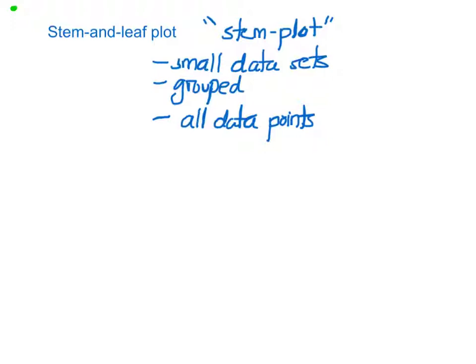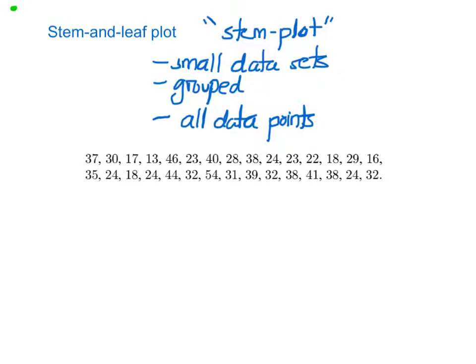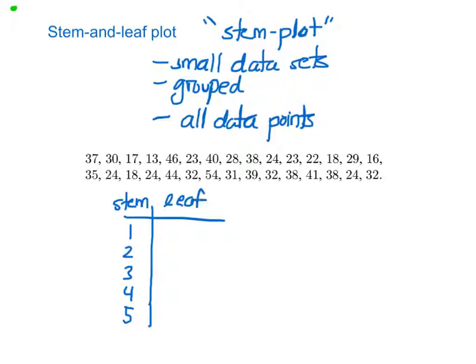Let's take a look at the raw data again from the hardware store. Notice that all of the values are 2 digits, and that the first digit ranges from 1 to 5. These first digits form our stems. So the first digit could be 1, 2, 3, 4, or 5. Then the second digits form our leaves. And we can go through the entire data set and write down all of the data values in this way.